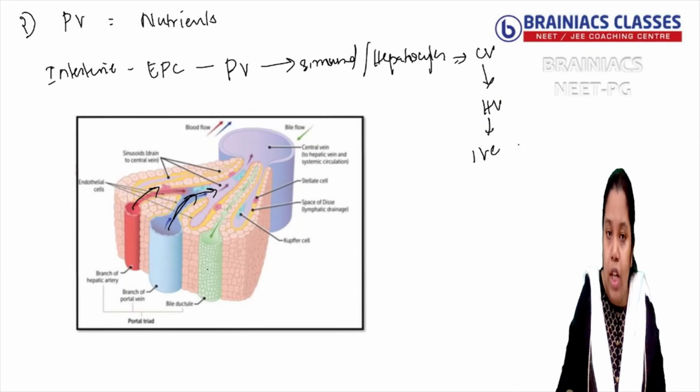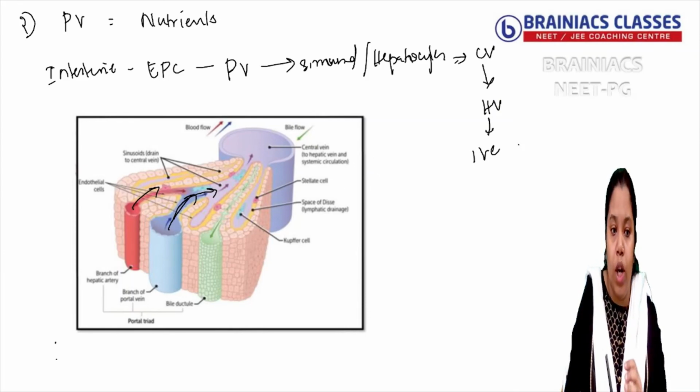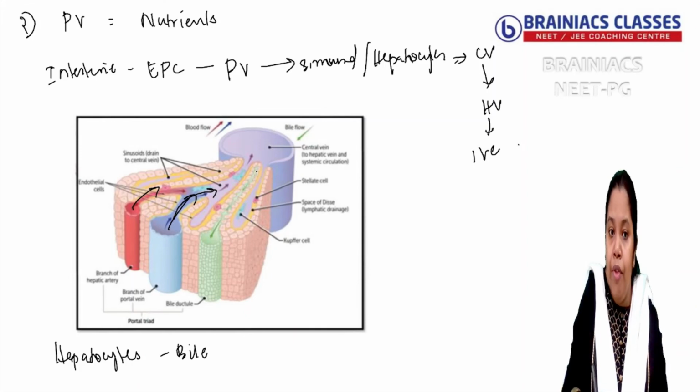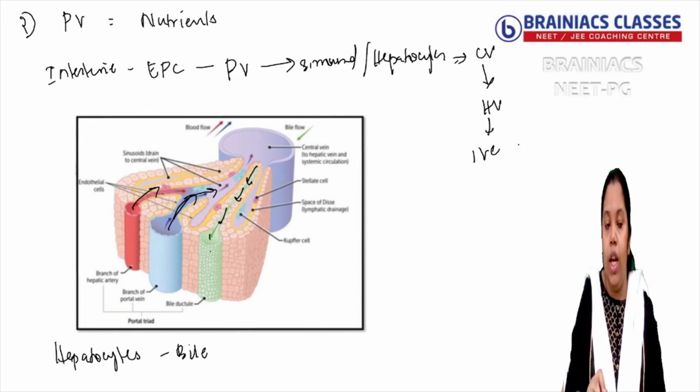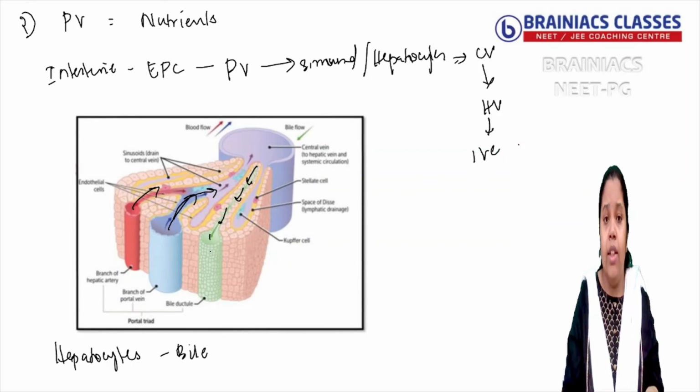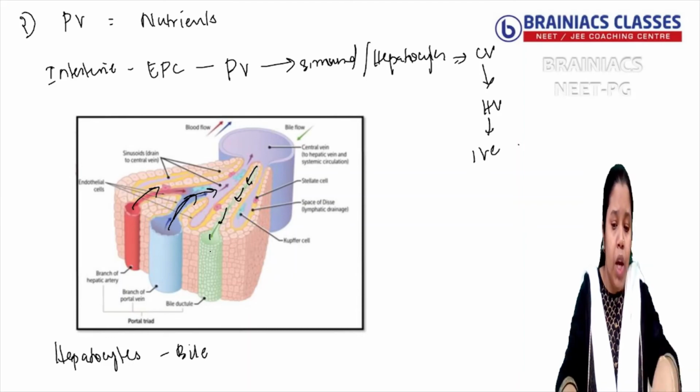Then what is this green tube? That is the bile duct, right? So the hepatocytes will synthesize what? The hepatocytes will synthesize the bile. And that bile will be flowing in the opposite direction. It will be collected in the bile duct. Understand? This is what is happening right now.